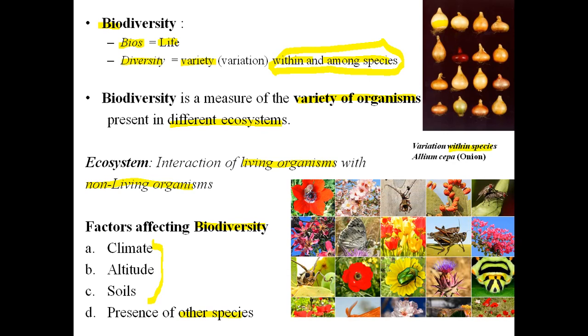And then in the same region, different types of plants and insects are also living there, and some birds will also be living in that area. So there is variation in that area. There is diversity among the species. It is known as among-species variation.